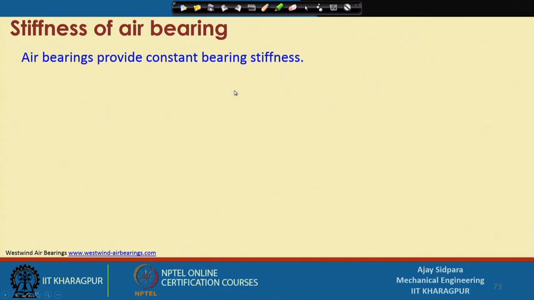So, what does stiffness mean? Stiffness means that when you apply a load, how much is the deflection. Smaller the deflection, higher is the stiffness, that we have seen in one of the videos in the last class. So, air bearing provides a constant bearing stiffness. Why is it like that?